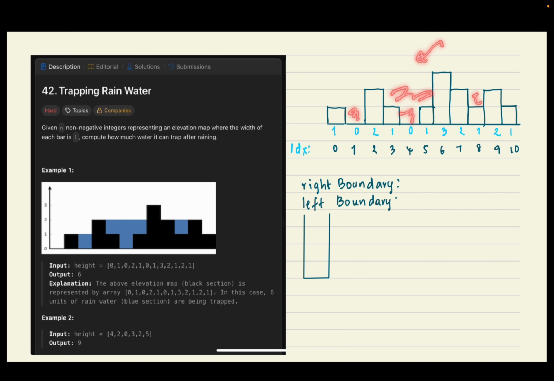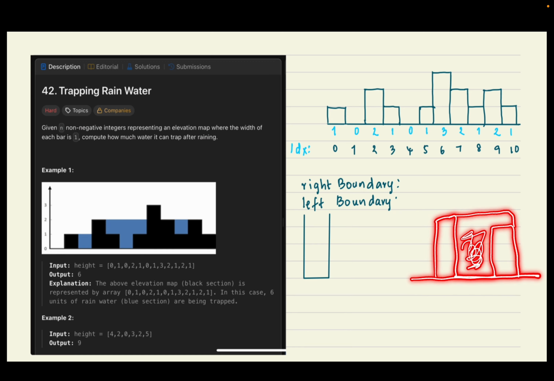So the first building is of height 1, and at the second index there is no building, and we have another building of height 2, height 1, and so on and so forth. In order to store water at a particular location, there has to be a higher building on its left and a higher building on its right. Then only can water be trapped in between these two.